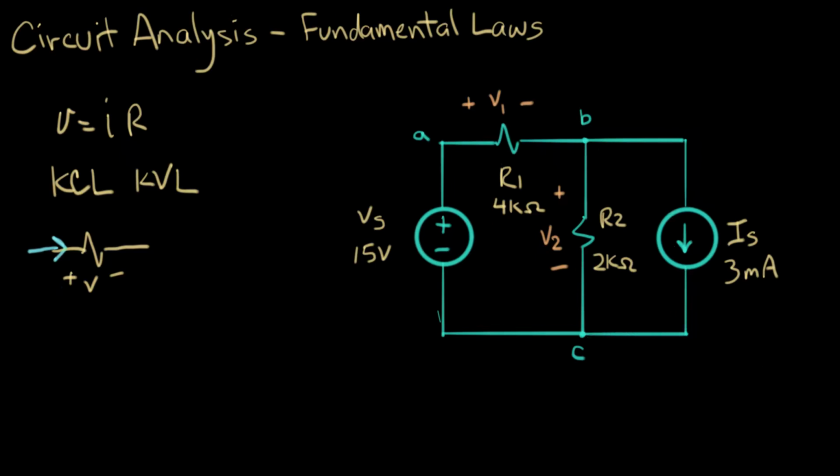And now let's label the currents in this circuit. We have a current coming through R1. We'll call that I1. There's another current going through R2, and we'll call that I2. There's a current going through IS, and we actually already know that. We'll just call that IS. And that's all the unknown currents in our circuit.